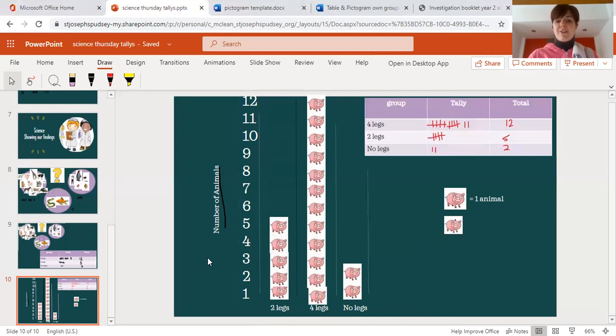So once you've done your pictogram, then what you can do is you can use it to tell whoever's at home about which group of animals had the most in it and which groups of animals had the fewest in it. So in mine, the most animals were in the group with 4 legs. So most animals had 4 legs, and the fewest animals had no legs. And there were 5 animals with 2 legs. So once you've done your table and completed your pictogram, then you can say, and some of you might even want to write the sentence to show what your pictogram shows.